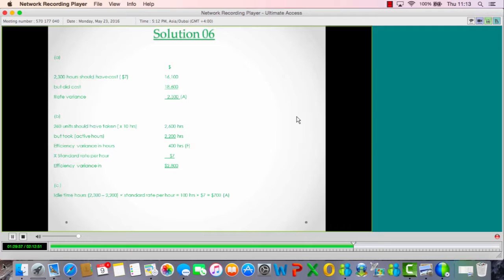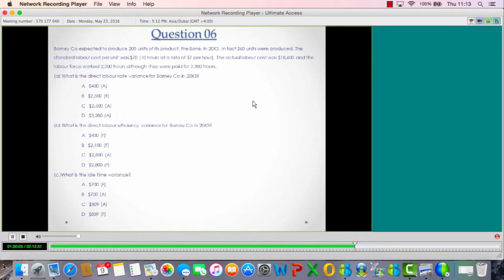Guys, you should get the A and C part correct. Now, I know you may have some difficulty in B part, but that you can improve as you go along, as you do more questions. But A and C part should be very straightforward. The reason you are getting that wrong is you don't know the difference between the direct labor rate variance and the direct labor efficiency variance. Okay, so remember the definition.